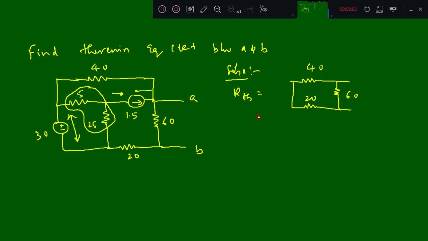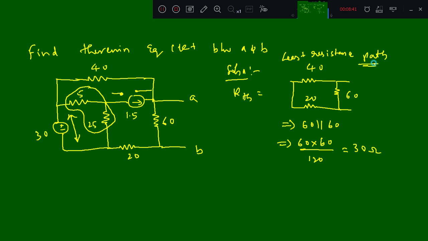Okay, so next, these two resistors 40 and 20 are in series, so this becomes 60. So 60 is in parallel with 60, so the value I will get is 60 into 60 divided by 120. So you will get 30 ohms. So remember, here is the least resistance path.